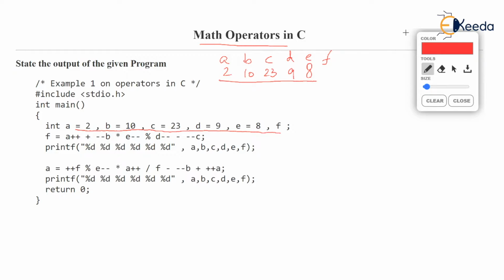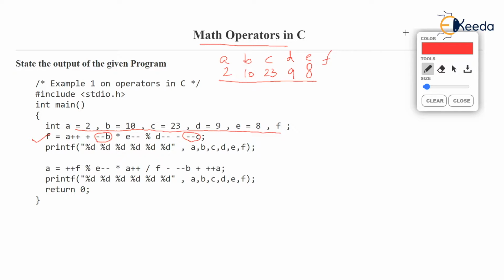Let us see this expression, how it gets solved. Now, in this expression, you should first search for prefix operators, minus minus or plus plus. Now, this minus minus b will be solved first because this is prefix. And this minus minus c also will be solved first. Before the expression gets solved, these two things will be solved. But as you see, a plus plus, e minus minus, d minus minus will be solved only after the expression.